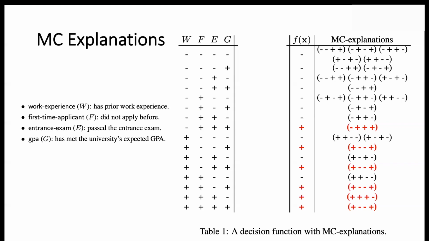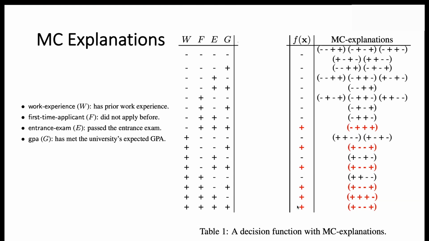So what you have here is a classifier over 4 features. This is trying to decide whether to admit someone to a program. And we have 4 features: work experience, whether they're a first-time applicant, did they pass the entrance exam, have they met the university's expected GPA. Now, these variables or features are binary, yes or no. So in principle, I have a total of 16 possible instances. And these are the decisions made by this classifier. We're using bold X here to represent an instantiation of these variables, and you can see the decisions, positive or negative.